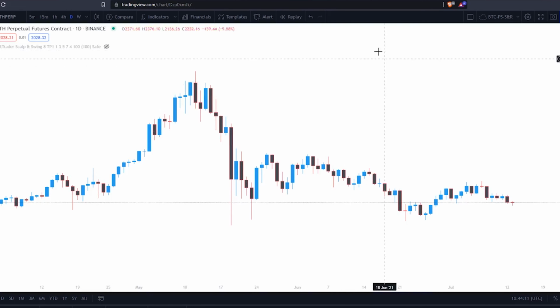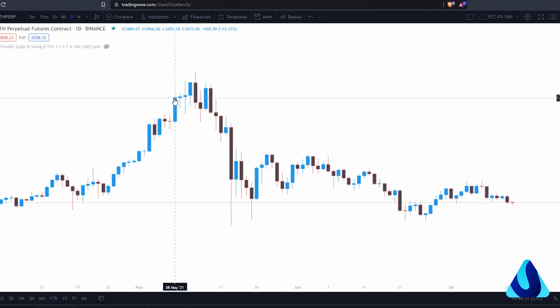Okay, so here is a standard chart for Ethereum perpetual futures contract on Binance, and we're on the daily chart. So we're going to break down what a candle is, and give you an overview on how they work and what they represent. Each one of these candles represents a day of trading, with the price moving up and down, and you have an open and a close.